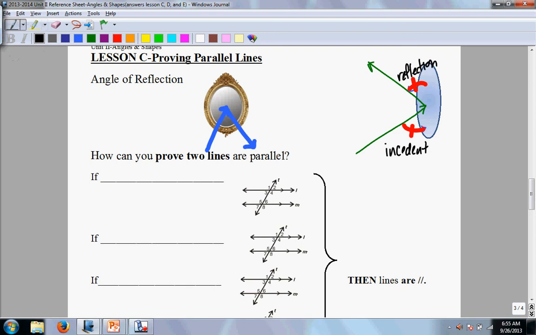If you've ever played billiards or pool, this is also true. When you shoot a cue ball and it bounces off the bumper and then it bounces this way and you're aiming for a pocket, this angle of incident is going to be the same as angle of reflection. So those who are really masters at billiards or pool actually are very good at angles and math.